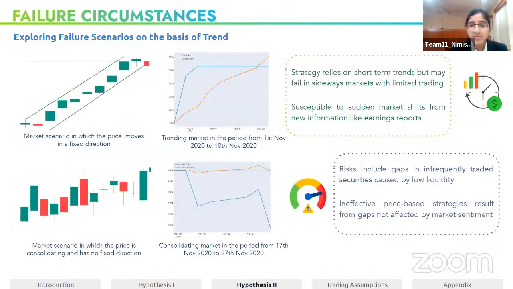Moving on to the failure circumstances, the first figure shows the scenario when price is moving in a fixed direction. We can see that the strategy performed well and achieved decent returns and Sharpe ratio. However, in the next figure, we can see that our strategy can fail in a sideways market. Additionally, our strategy is vulnerable to new information inflow that can dramatically alter the market sentiment overnight.